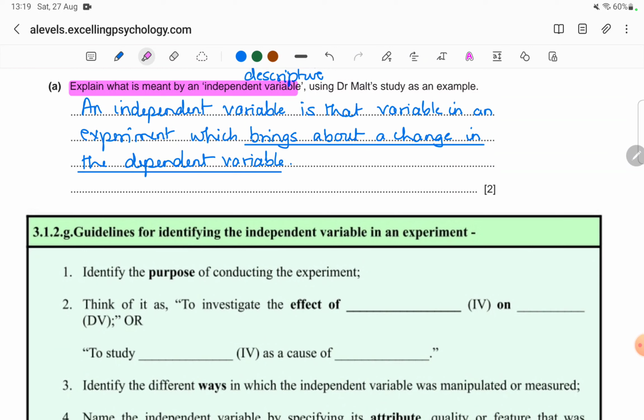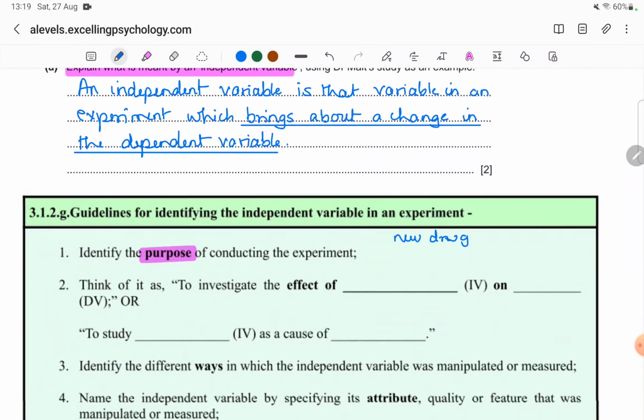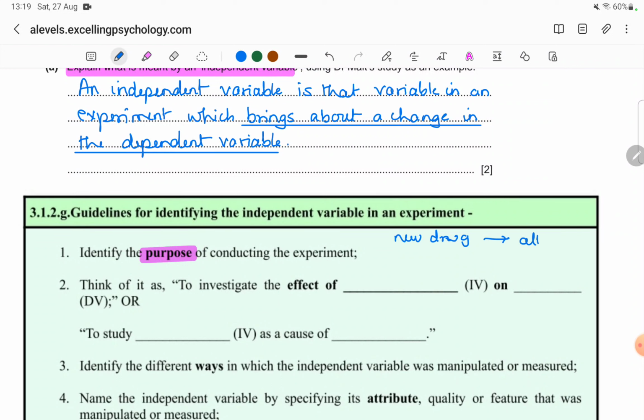Okay. Now the same thing which we do all the time, we identify the independent variable in Dr. TM's study. Why did Dr. TM conduct her study? To see whether participants who have taken a new drug will be more attentive, or whether participants who have taken an old drug will be more attentive. So I'll phrase it as she wanted to study drug as a cause of attention.